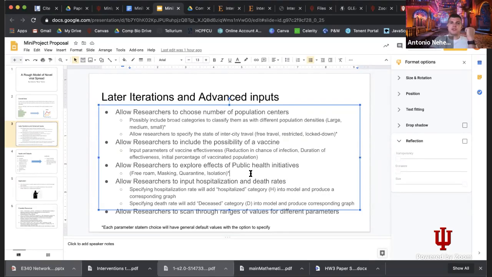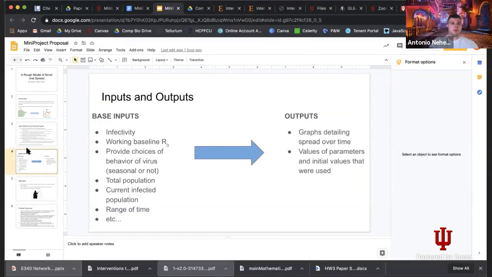Another iteration could be allowing researchers to plug in different health initiatives and see how they affect the rate of infection, and allowing them to input hospitalization and death rates. And maybe when they input these values, which would be optional, it could further refine the model being used. So instead of an SIR model, it might evolve into an SIHR model or an SIRD model to input those.